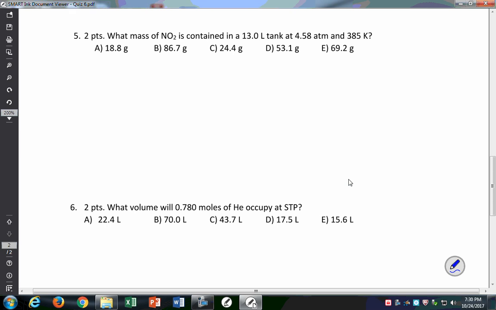Here is another PV equals nRT. This one's fairly straightforward, except we want the mass of NO2. We know the volume of a tank. We know the pressure of the tank. And we know the temperature. Now we can't directly calculate the mass, but we can calculate the moles. And once we have the moles, we know the NO2's molar mass, so we can calculate the mass. So just because it's asking for mass, don't let it trip you up.